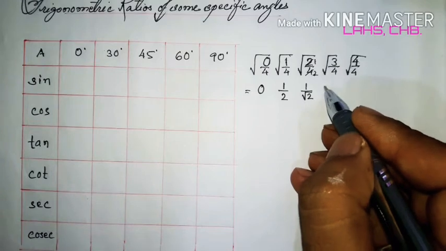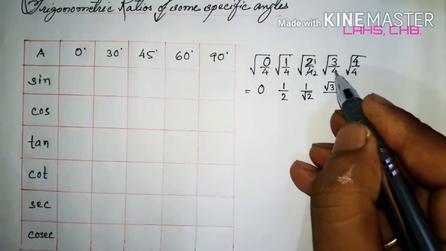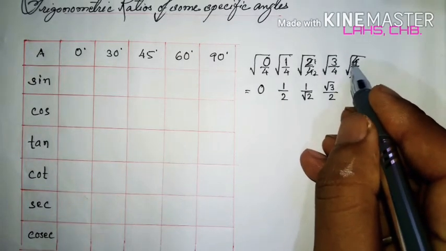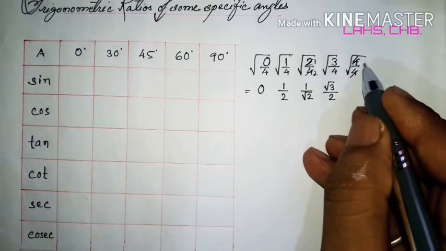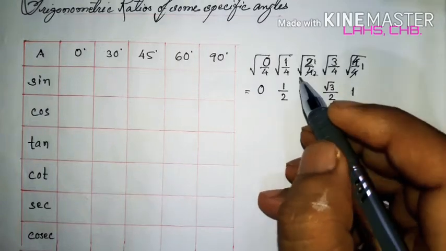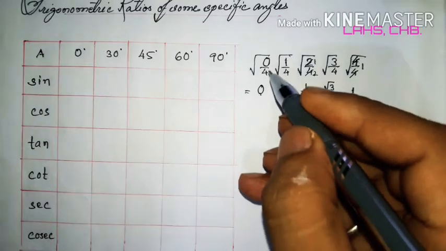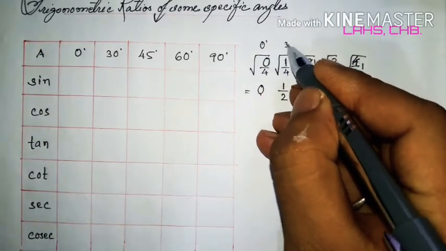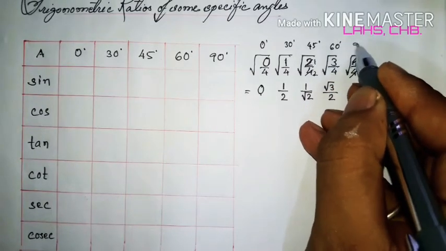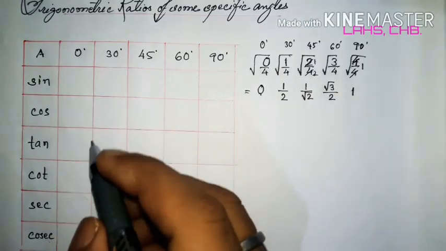Square root of 3 cannot be determined, so we write square root 3, and square root of 4 is 2. You can cancel 4 by 4, which is 1. Square root of 1 is 1. Hence we got the values: this is for sine 0 degree, this is 30 degree, 45, this is 60, and this is 90 degree. So we are going to put all these values in our table.